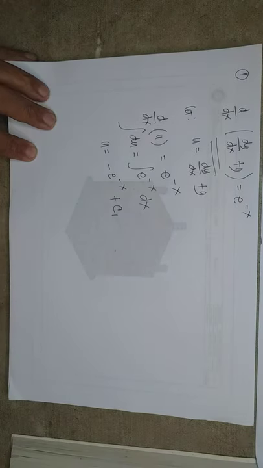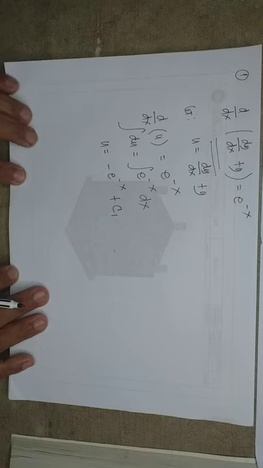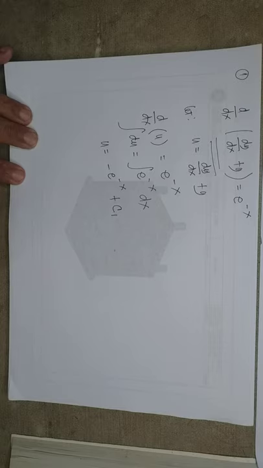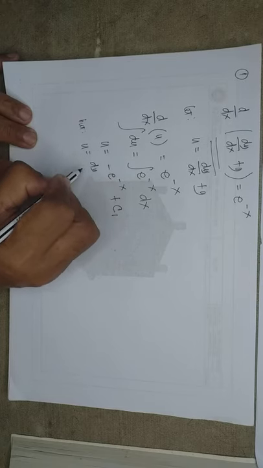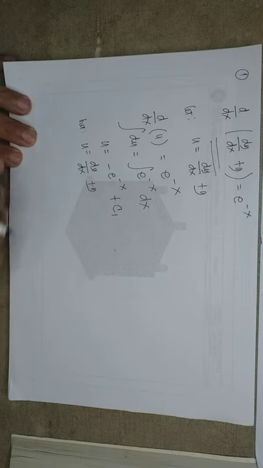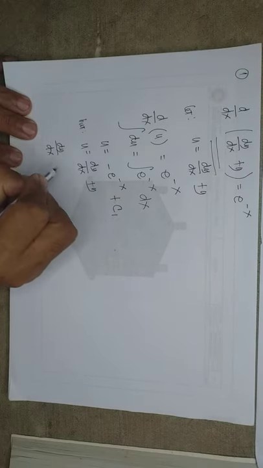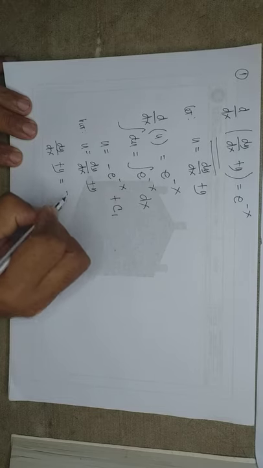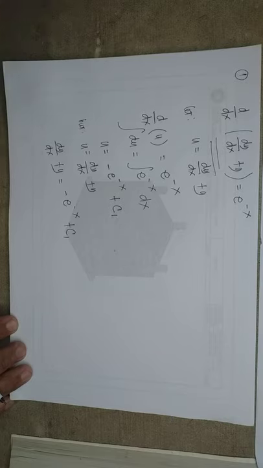C sub 1. Why C sub 1? Because your u still has derivatives in it. Okay? So u is equal to negative e to the negative x plus C sub 1. But what is u? u is equal to dy over dx plus y. So, replacing u with dy over dx plus y, we'll have dy over dx plus y is equal to negative e to the negative x plus c sub 1. This is now your equation.